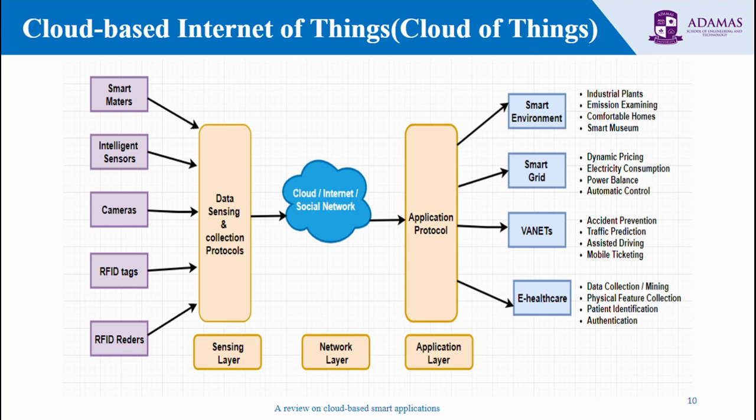Coming to the network layer, there is a cloud. Obviously, coming to application protocols, a few applications are smart grid and smart environment, which have their own benefits. There are VANETs and e-healthcare, having further benefits of their own.